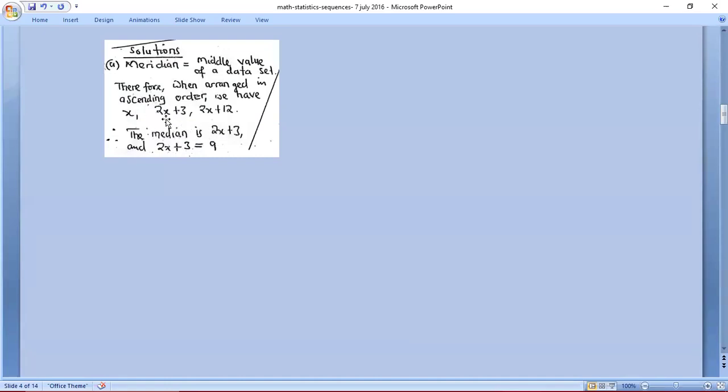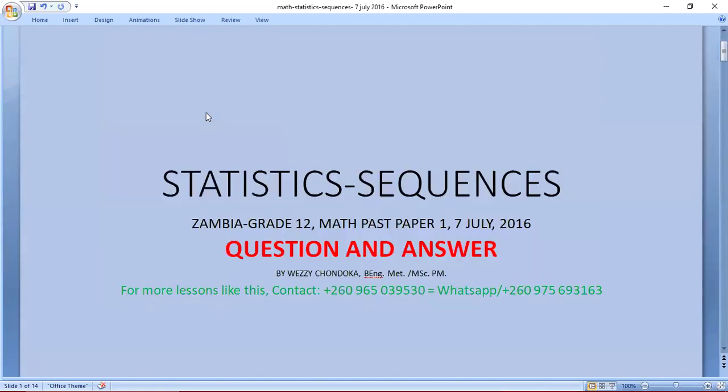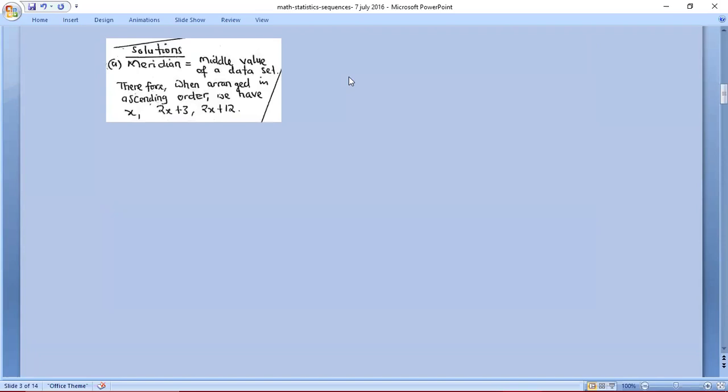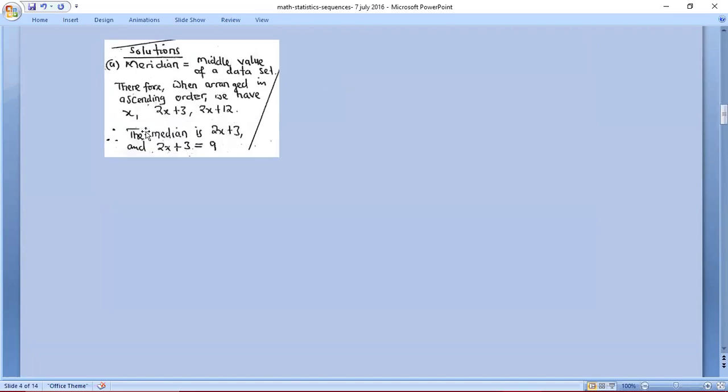And then the median will be the middle number, which is 2x plus 3. And they've told us in the question that this median should be equal to 9. So we equate 2x plus 3 to 9. 2x plus 3 is equal to 9.